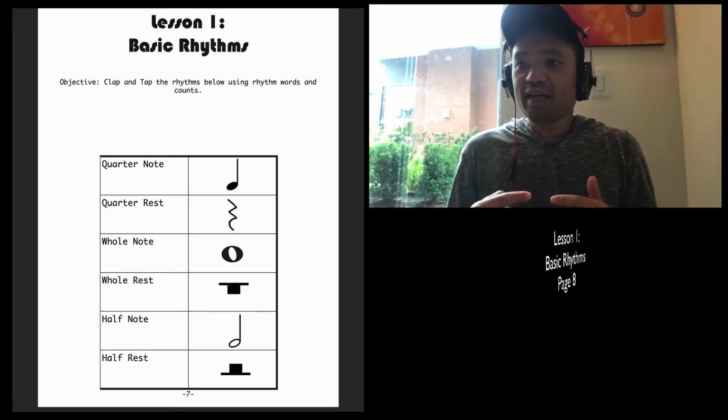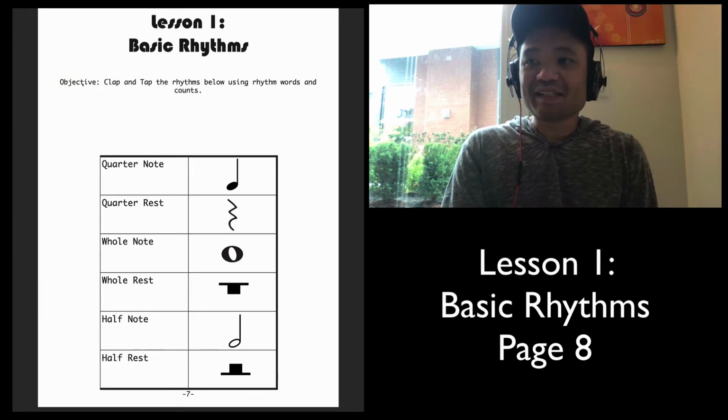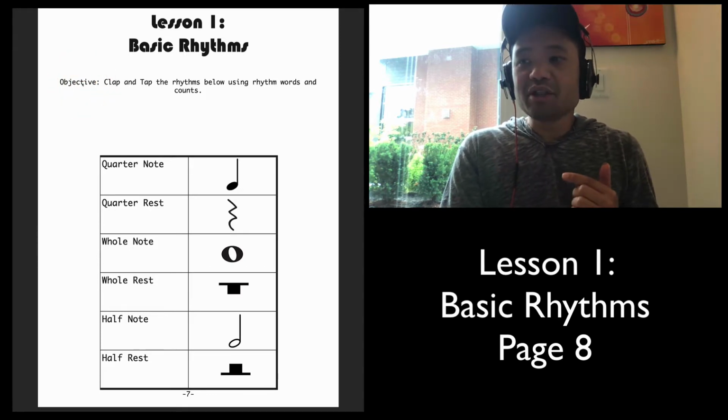Welcome to Clap and Tap. This is lesson one, basic rhythms. The objective for basic rhythms is to clap and tap the rhythms below using rhythms and counts.